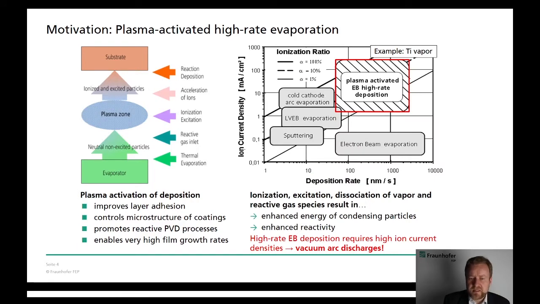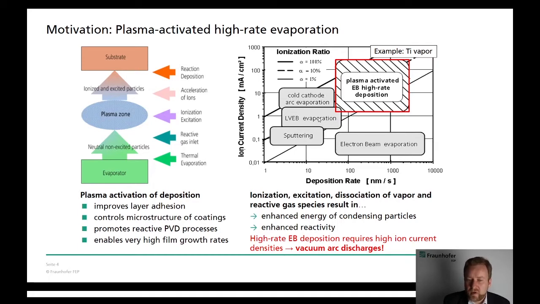On the right side, we see a chart of the ion current density in a substrate over the deposition rate. As we know, for example, with sputtering, we can realize smooth, dense coatings with a slightly lower deposition rate. For EBPVD, the deposition rate is some decades higher, but typically the coatings are porous and columnar. In case one wants to have also these dense, smooth coatings in combination with the high rate of EBPVD, one can assume that we need the same ionization rate as for the low rate processes.